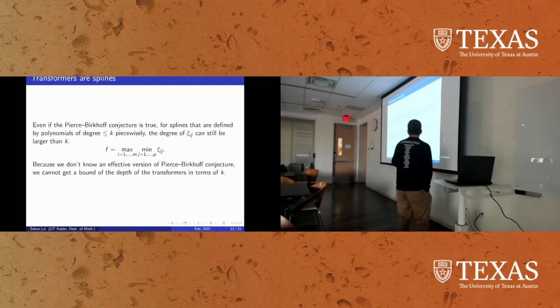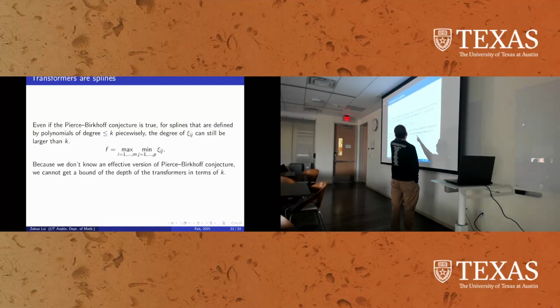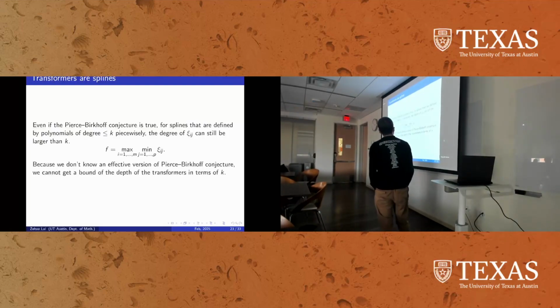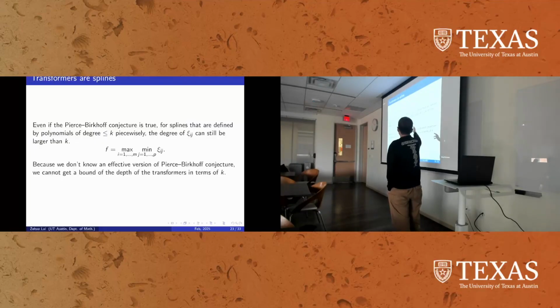The conjecture is also tricky in that even if it is true, if we have a spline defined by polynomials of degree bounded by k piecewise, and then we write it in this max-min form, the degree of those polynomials can be larger than k. We don't have a good bound on the degree here. So even though each piece of f has degree less than k, the right-hand side may have a degree larger than k. This means we actually want an effective version of this conjecture, so that we can bound the number of parameters we use. Otherwise, if we don't know the bound for the right-hand side, we have no control over the parameters, over the capacity.